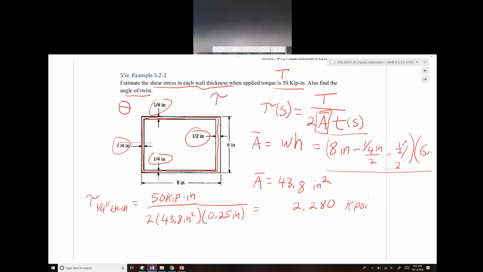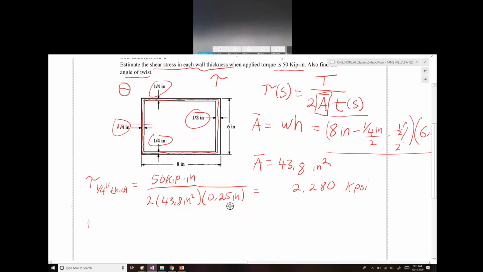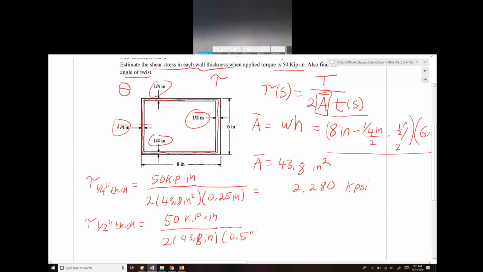And then if we repeat the process for the 1/2 inch thick piece, you would have the same torque, the same area. The only thing that would be different is that for the 1/2 inch section we would put the 1/2 inch on the bottom, and since it's twice as thick, the shear stress would be half as much.